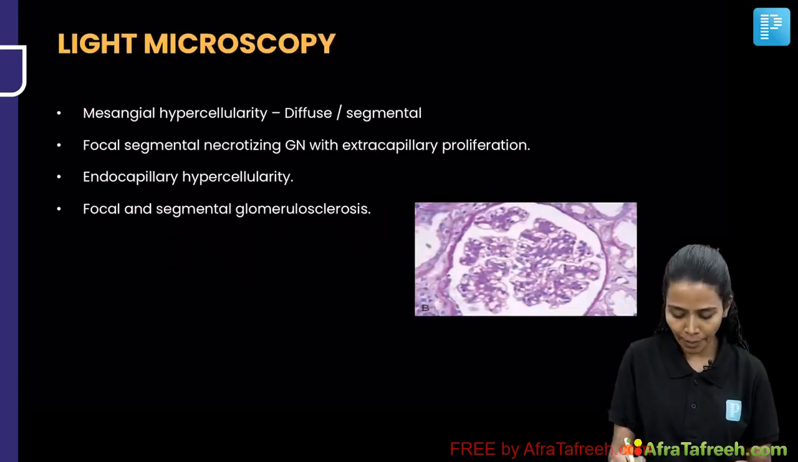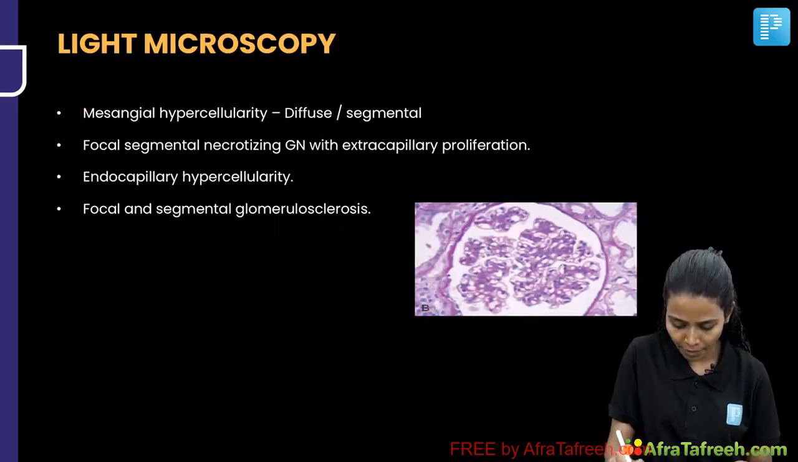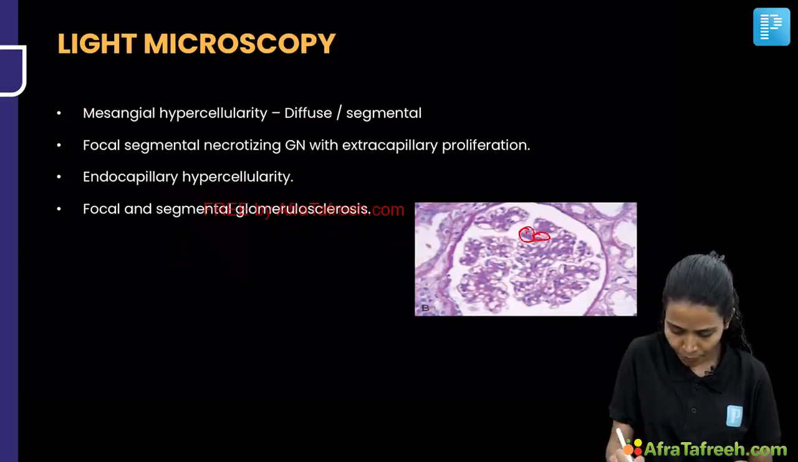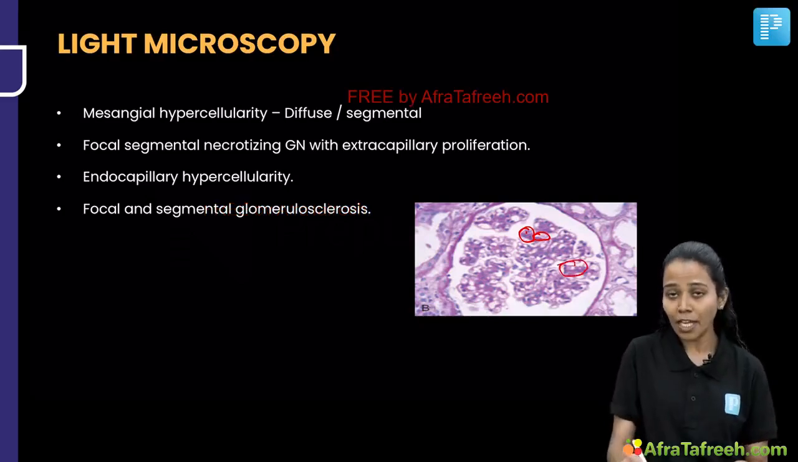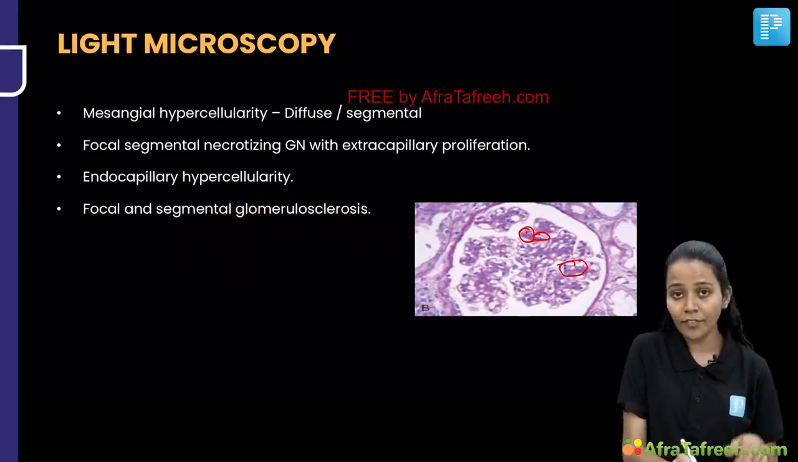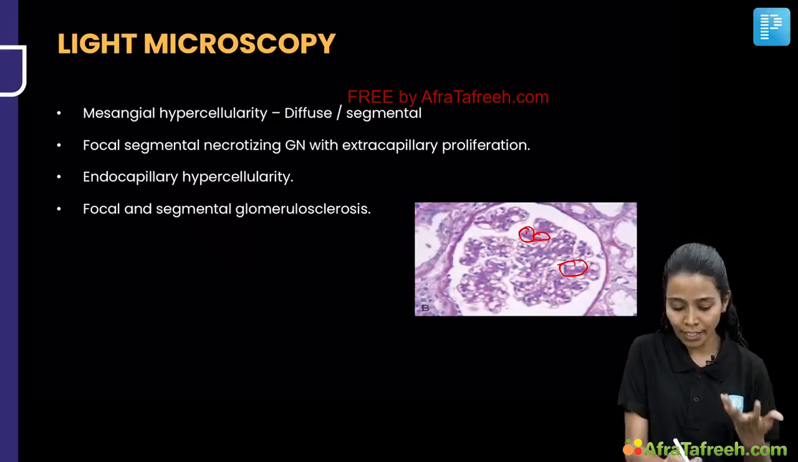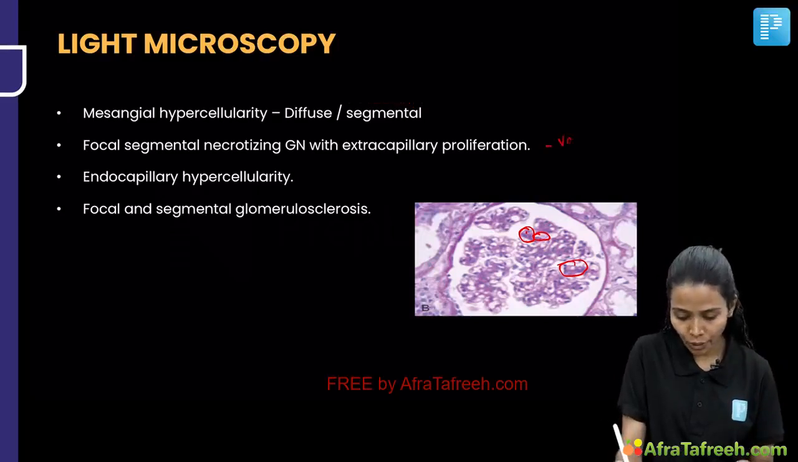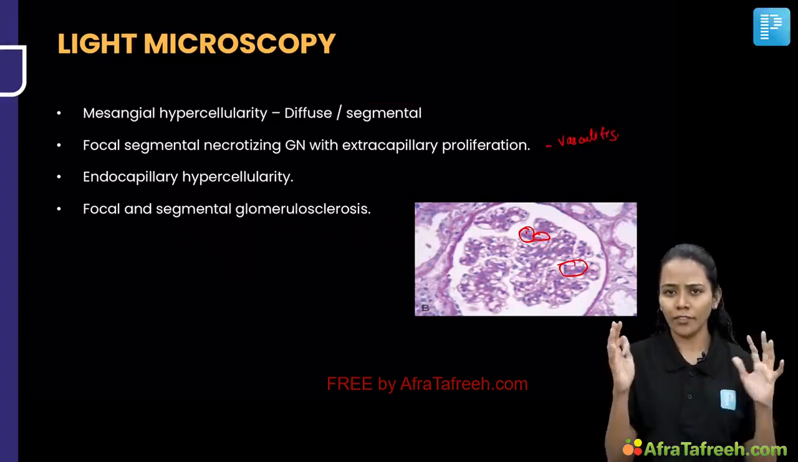Now coming to the light microscopy, if you focus on the mesangium. So these are the capillaries that you can see. This is the mesangium. Okay. So there is going to be mesangial hypercellularity. Okay. Which can be diffuse or which can be segmental. Sometimes if there is this crescentic transformation like IgA vasculitis, there is going to be focal segmental necrotizing GN. So this is not like a very scary thing.